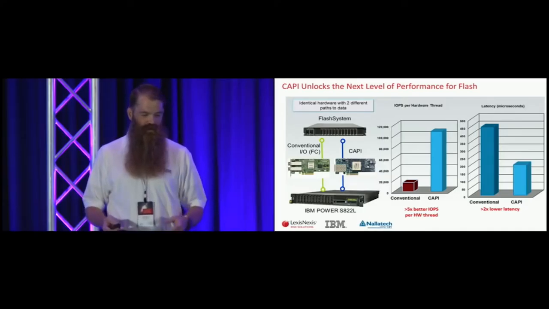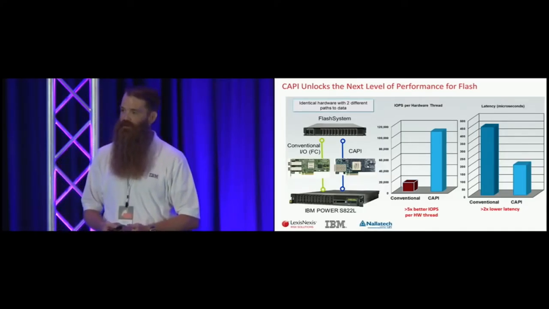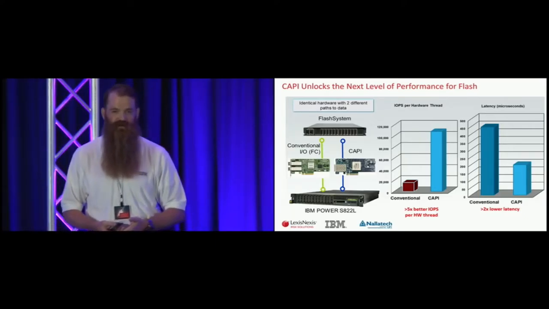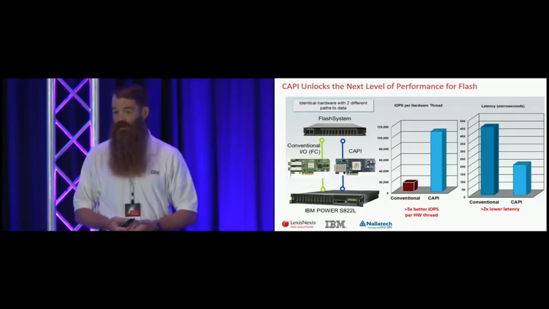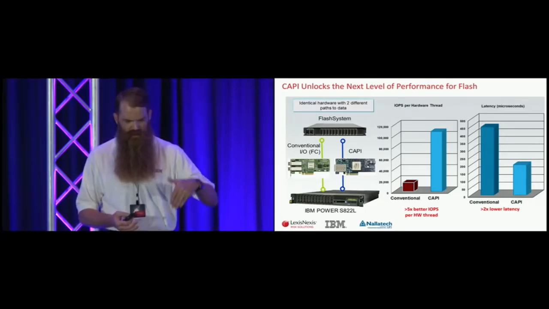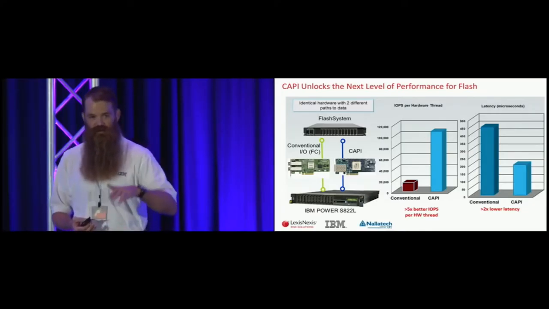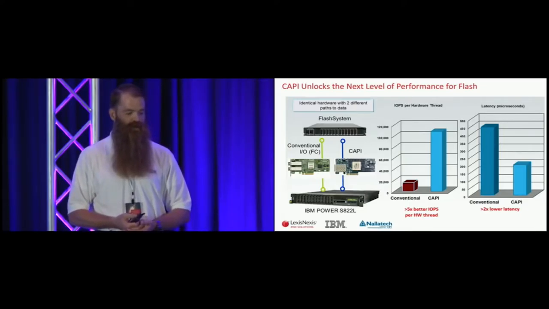So this is a kind of pictorial thing here. On the left-hand side on the bottom, we've got a 2U IBM S822L, that's a two-socket server, up to 24 cores, up to 2 terabytes of memory, et cetera. And then on the top, we have an IBM FlashSystem drawer, and you can get those up to 56 terabytes of data in a flash drawer.